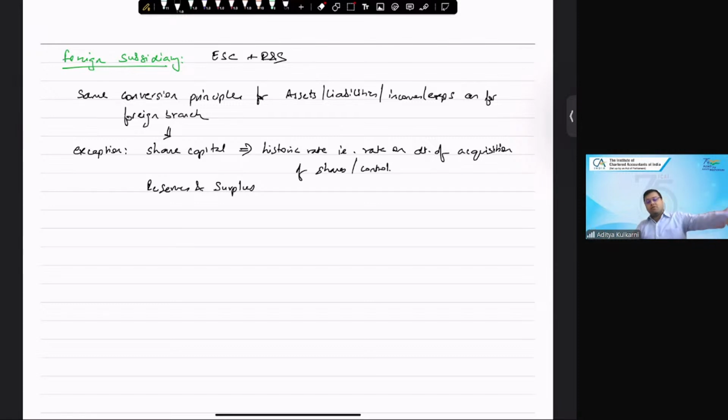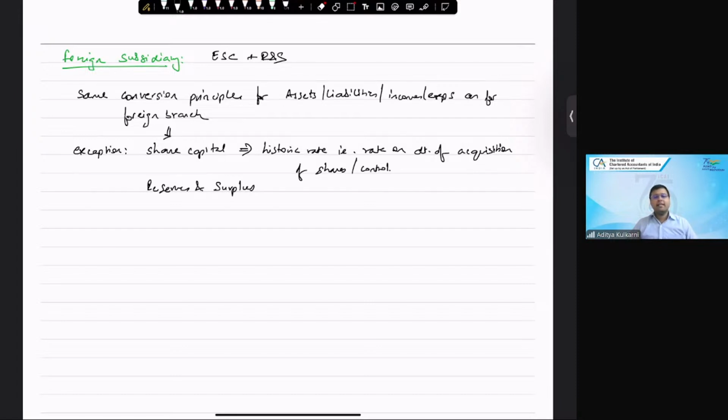It is a part of own equity, and therefore I will not remeasure it. That is why it will be maintained at the historic rate on the date of acquisition of shares or the controlling stake. Are you able to understand? Yes, sir. Otherwise, what would happen if you could remeasure your equity today?